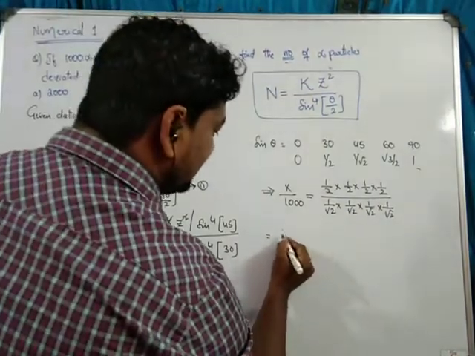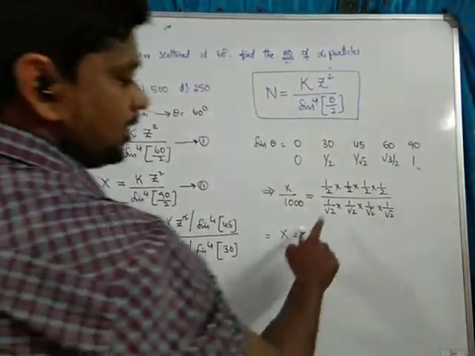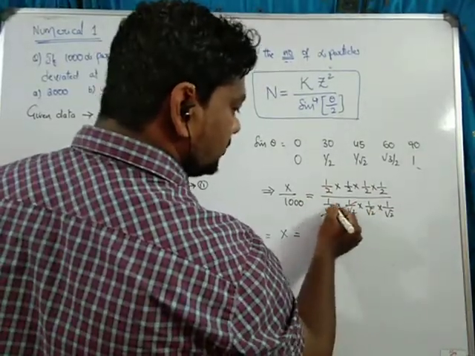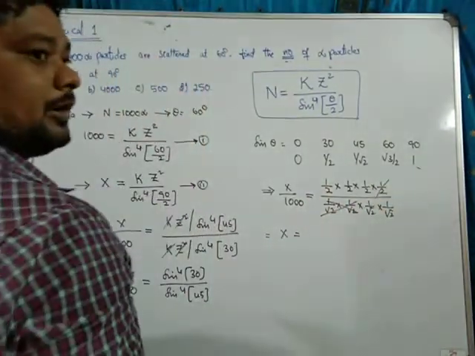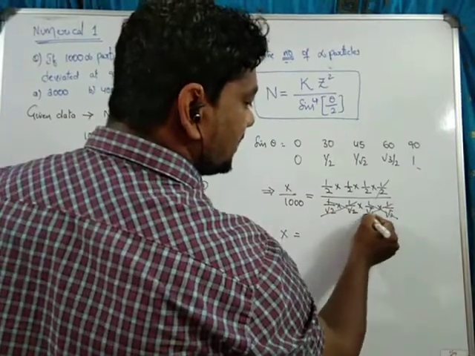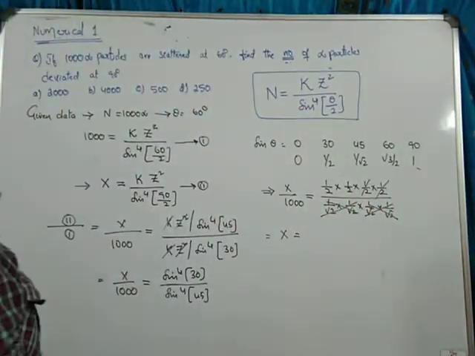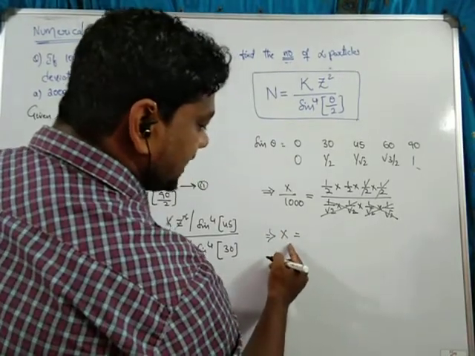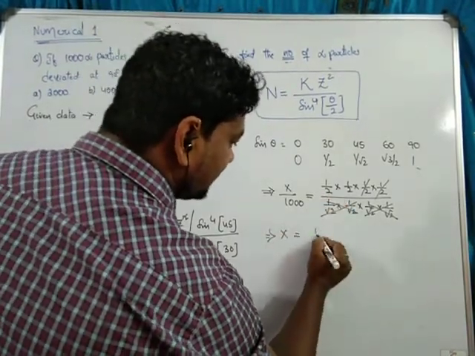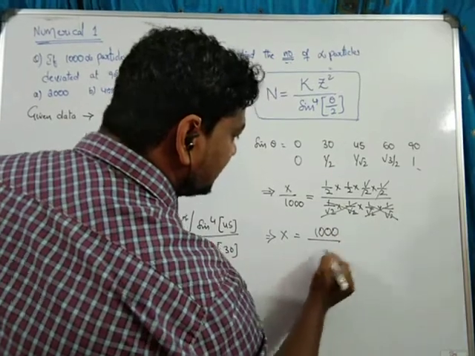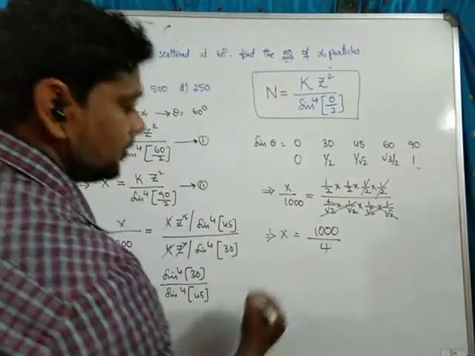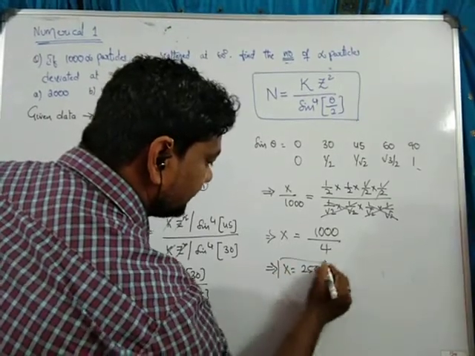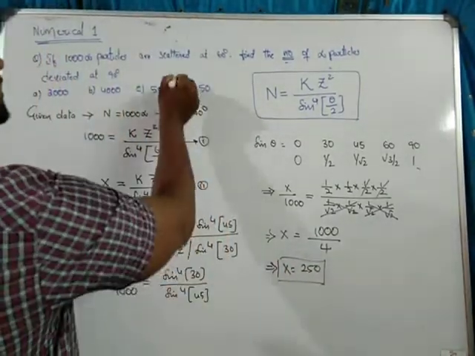Now what will be the calculation? 1 by root 2 into 1 by root 2 gives 1 by 2, and again 1 by root 2 into 1 by root 2 gives another 1 by 2, so these cancel. So x is equal to 1000 divided by 2 to the power of 4, which implies the value of x is equal to 250. The option will be D.